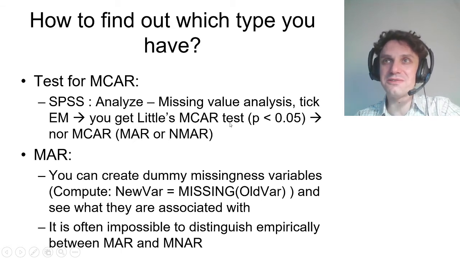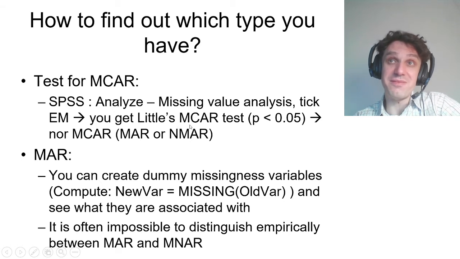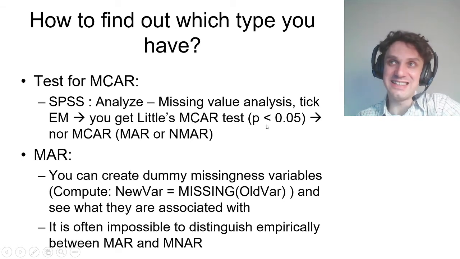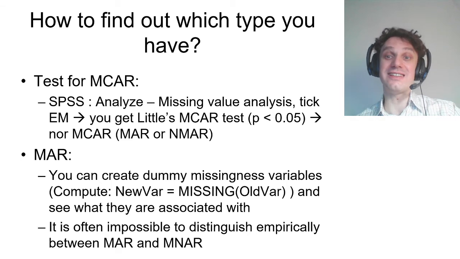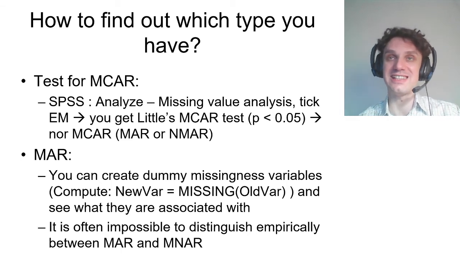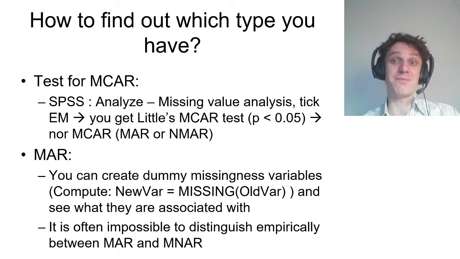If this test is not significant, just like Kolmogorov-Smirnov, it means that probably your data are missing completely at random. But if this test is significant, probably your data are not completely randomly missing. There is some kind of systematic pattern in the distribution of missing cells in your matrix, and probably you need to apply some more robust approach to deal with missing data.